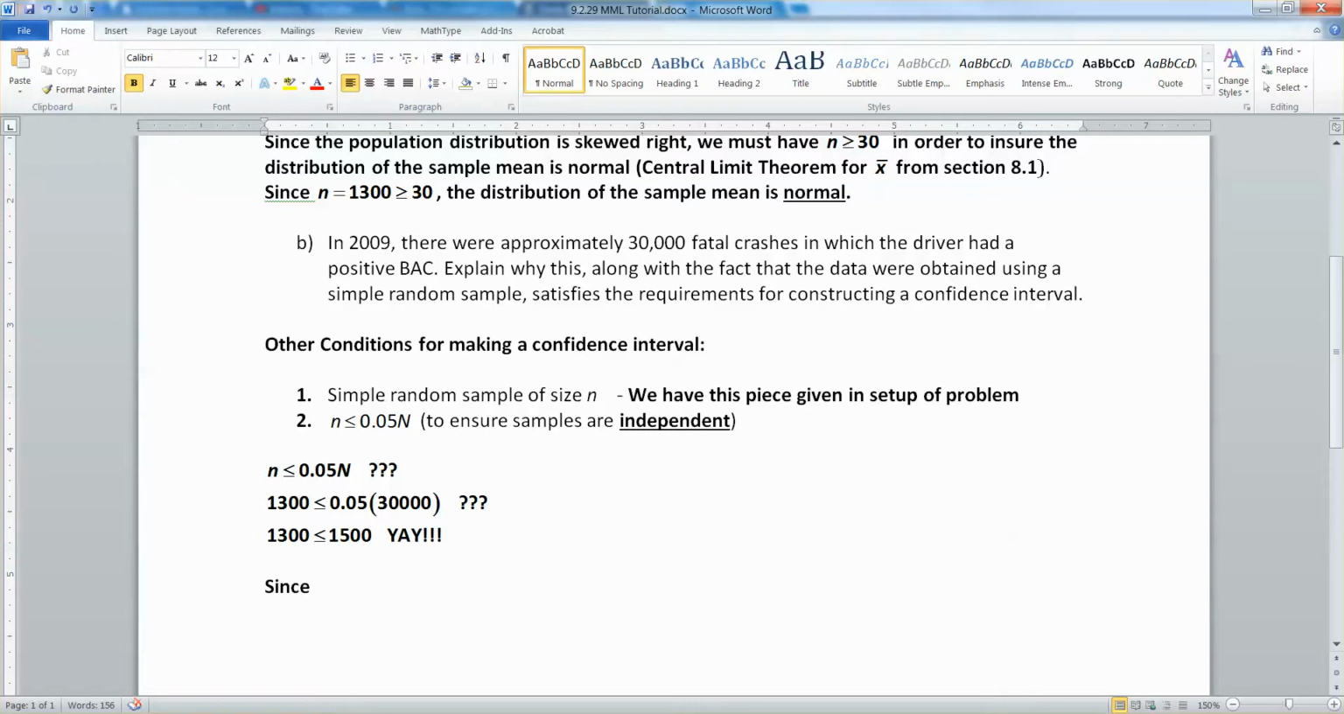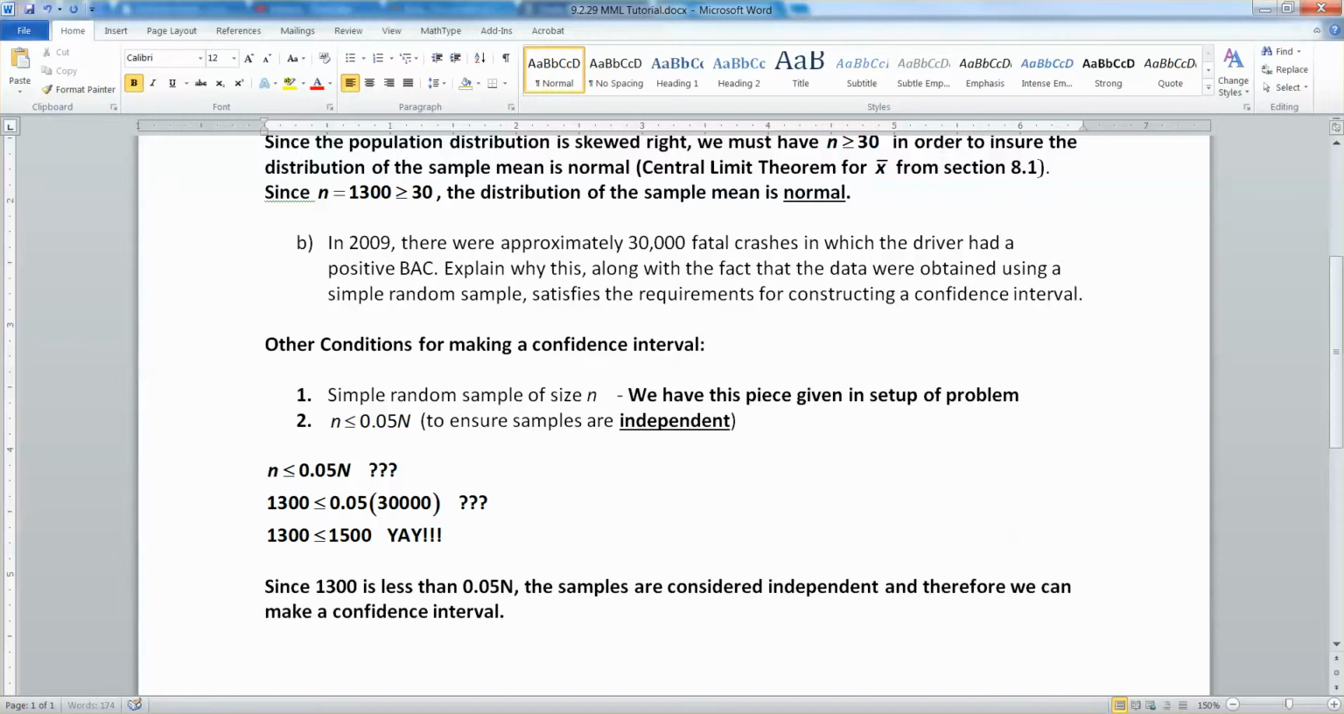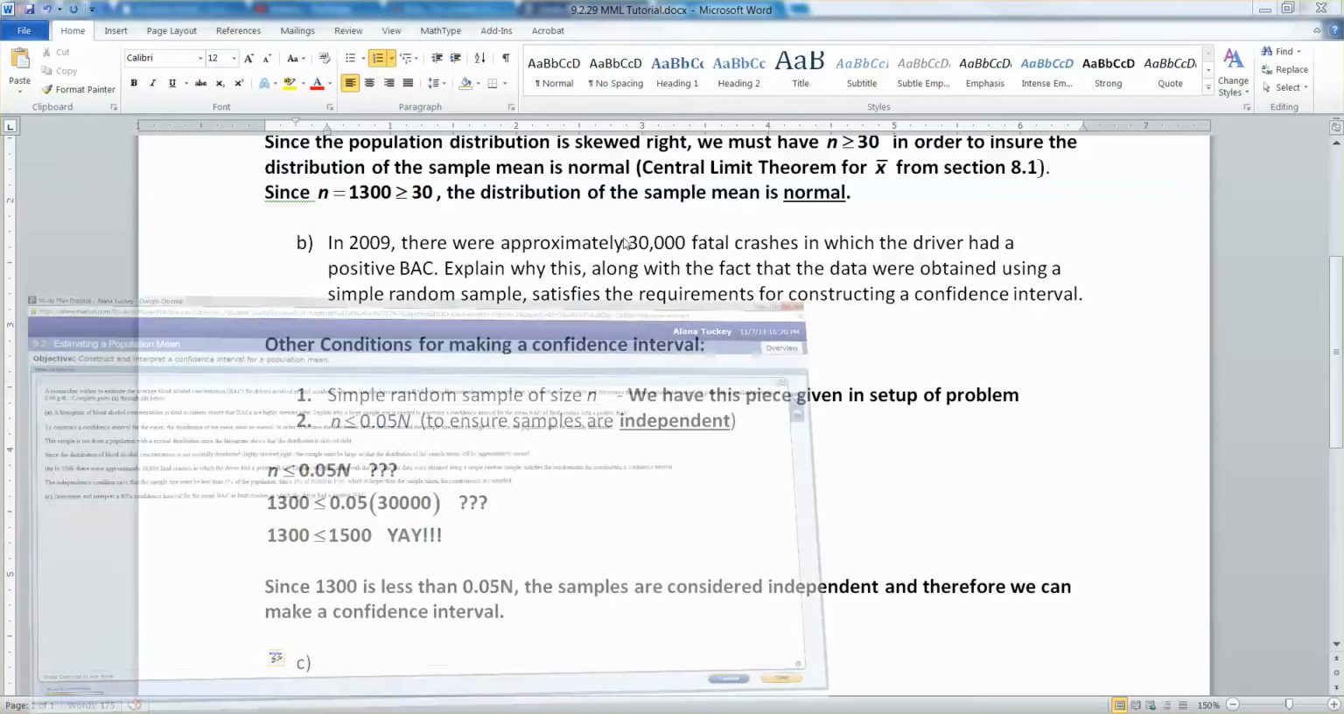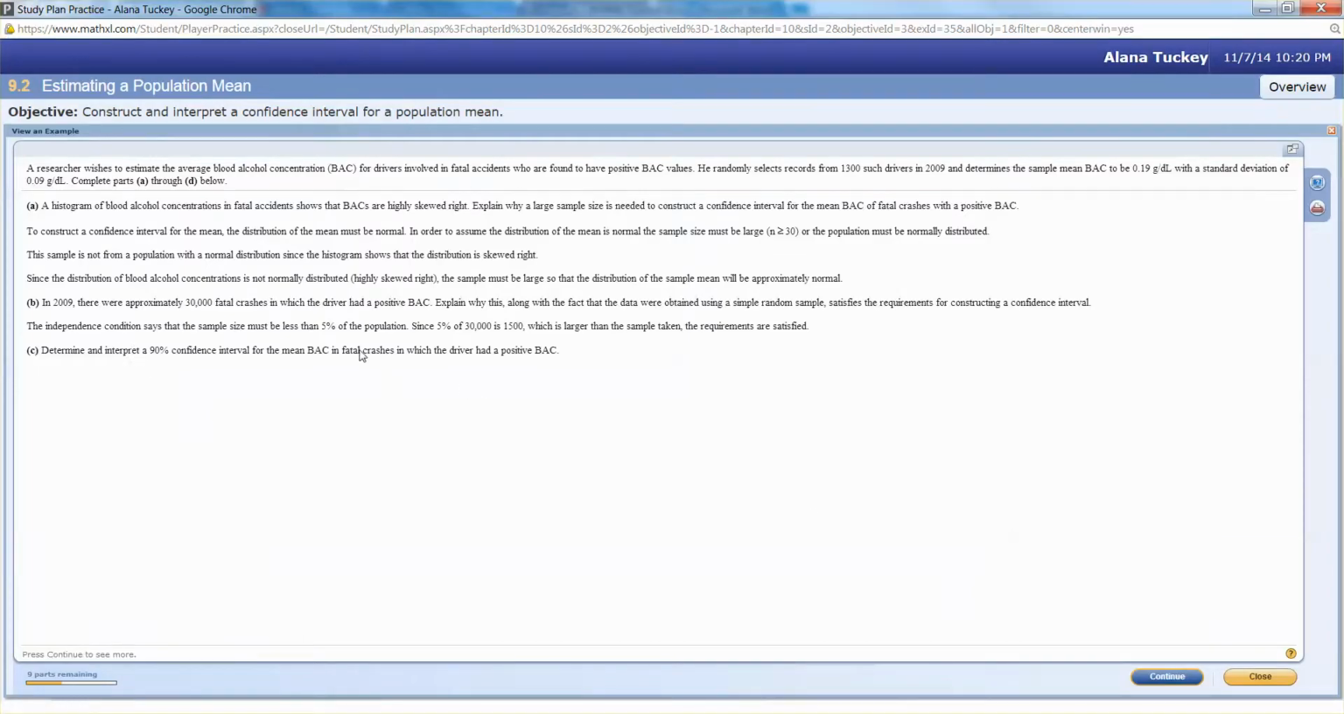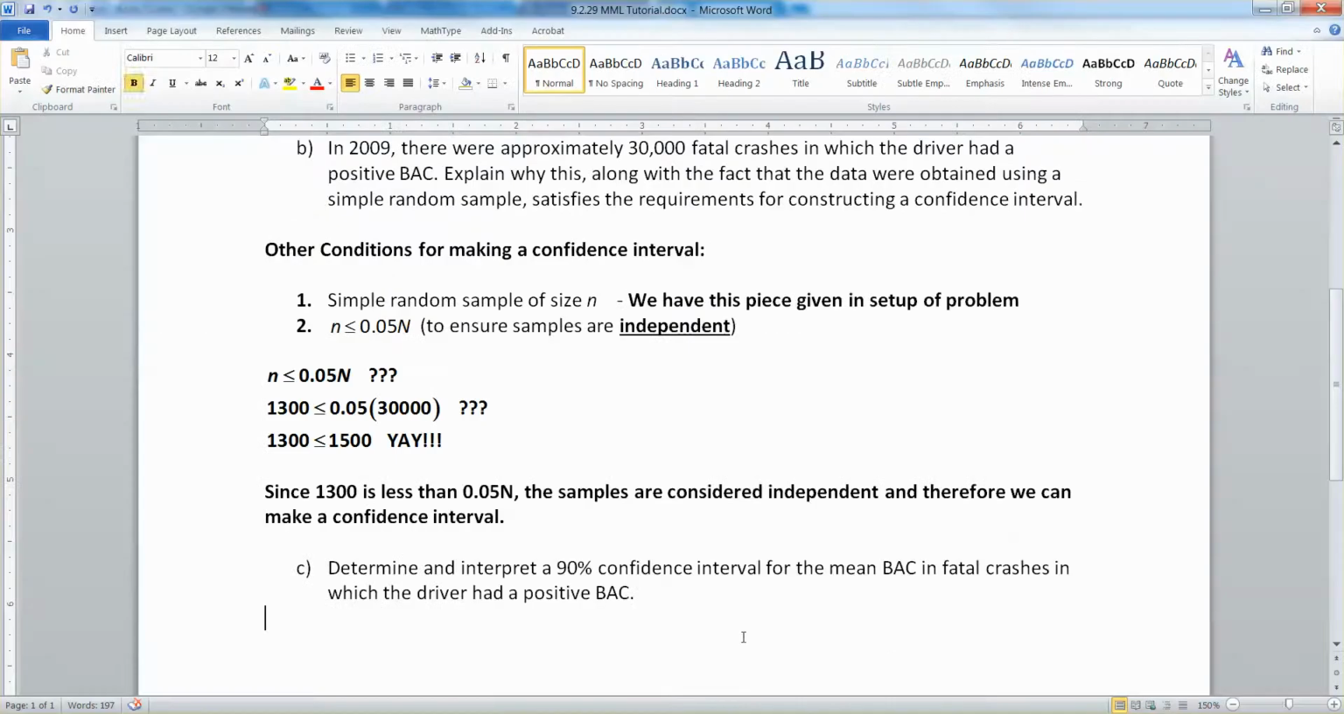Since 1,300 is less than 0.05 of capital N, the samples are considered independent, and therefore we can make a confidence interval. All right, great. I bet part C is going to be to make that confidence interval. Let me go back and read it. Determine and interpret a 90% confidence interval for the mean BACs. Let me type that up. All right, there we have it.